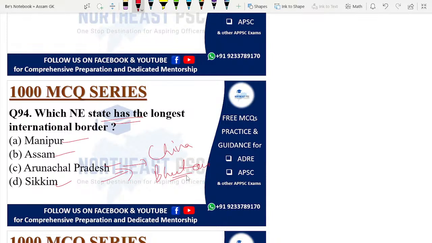So the correct answer would be Arunachal Pradesh because it shares a long boundary with both the countries. Okay, I think it also has some boundary with Myanmar, if I'm not wrong. Okay, Arunachal, yes, nice, good.